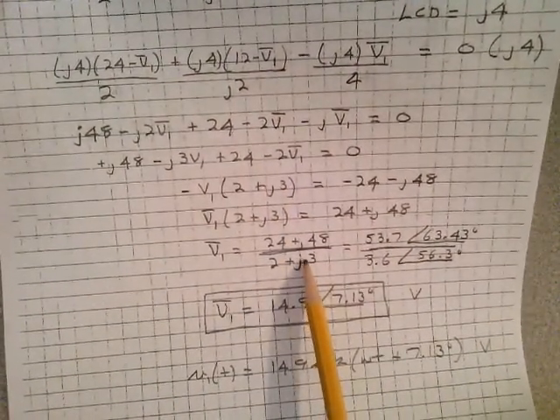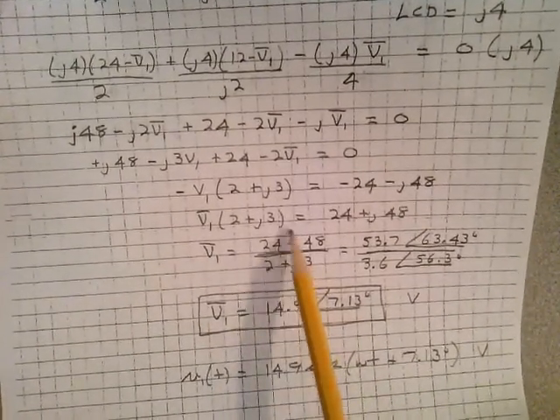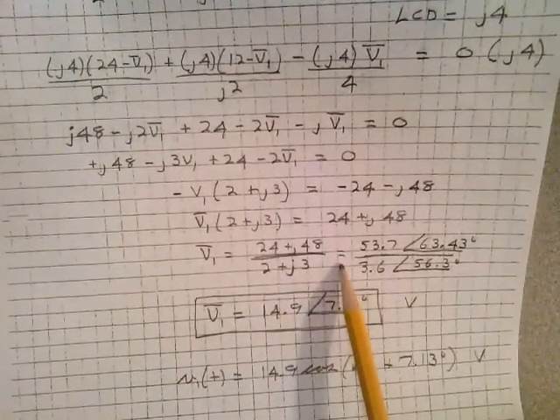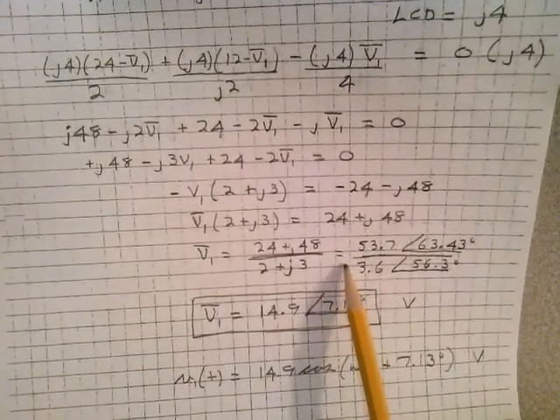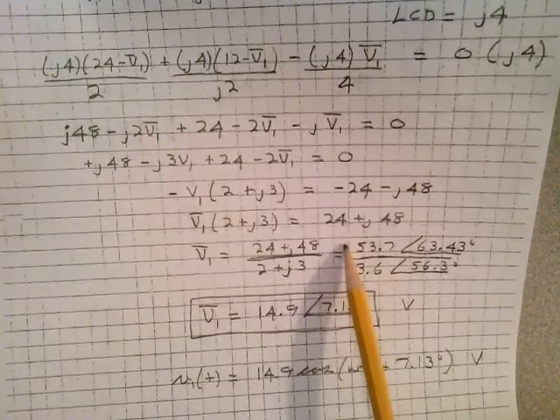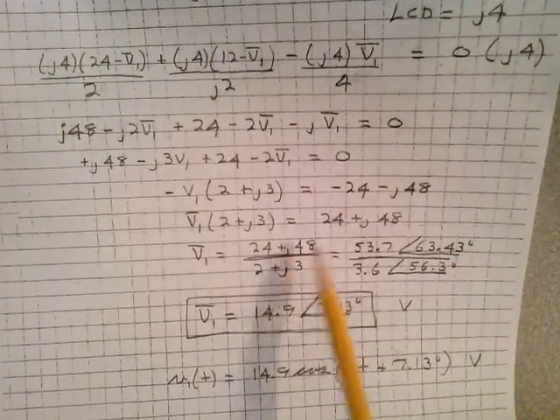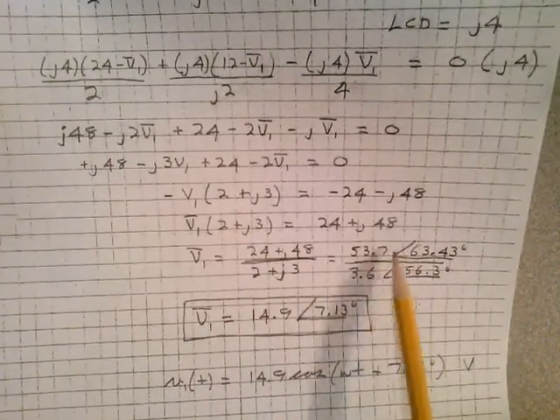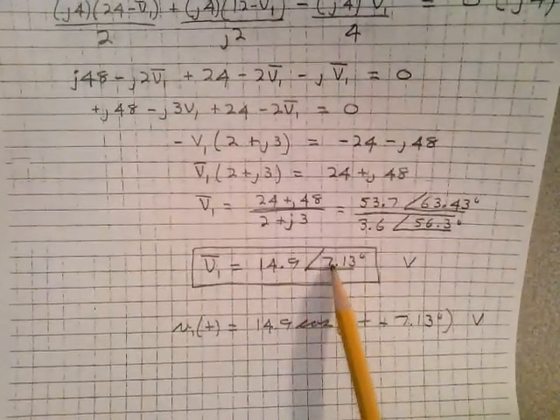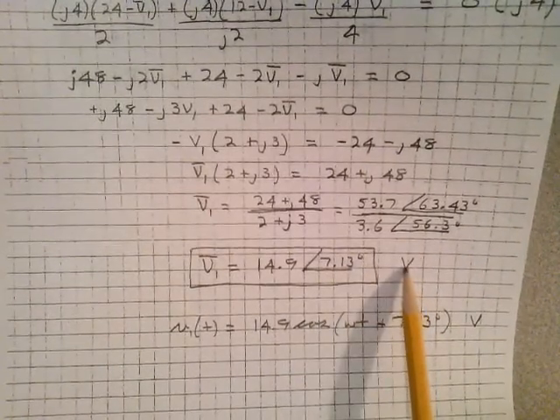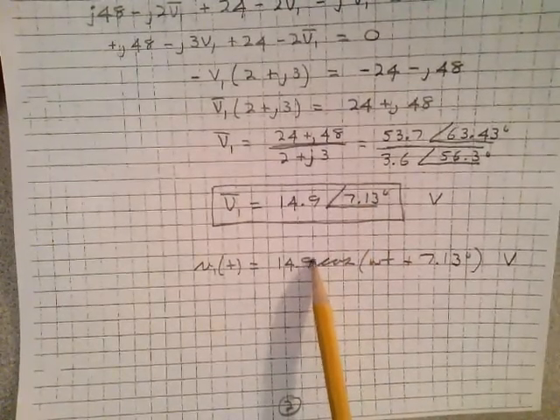Now at this point, I see that I want to come up with the voltage V1, and I want to do a division problem here. So the way I'm going to work this out, I could multiply the top and the bottom by the complex conjugate. I can multiply the bottom here by 2 minus J3 and the numerator by 2 minus J3. And that would solve this, but eventually when I do that, I'm going to have to convert this back to polar. So why not do it individually here? And I do that, and I end up with V1 equal to 14.9 at an angle of 7.13 degrees volts. And you can see I can convert this very easily from the frequency domain to the time domain. We've done that many times.